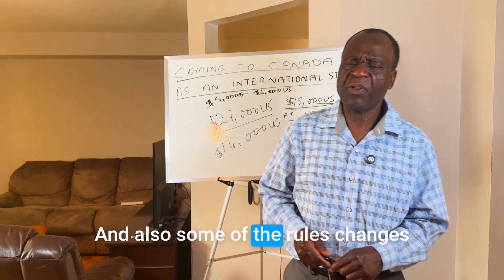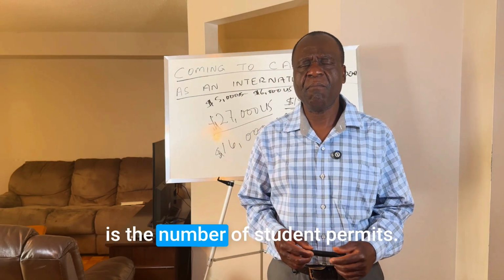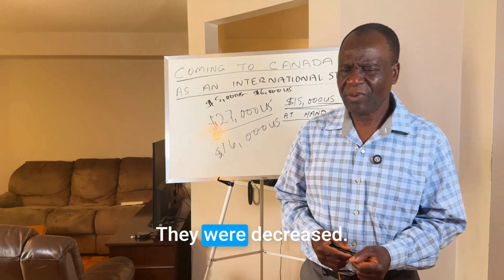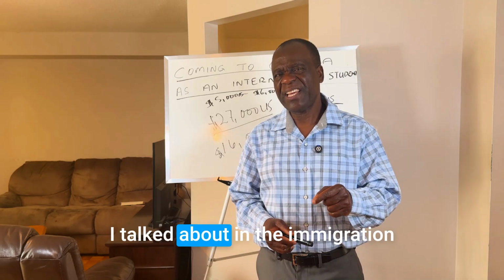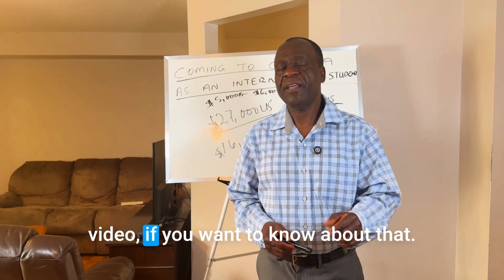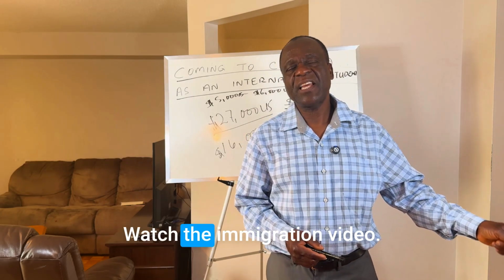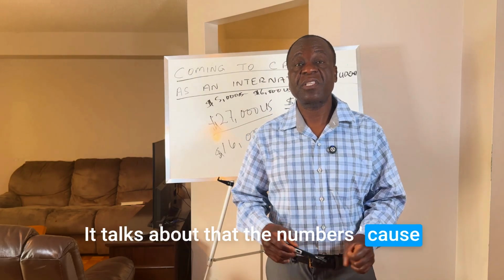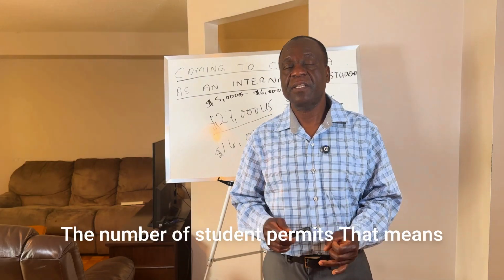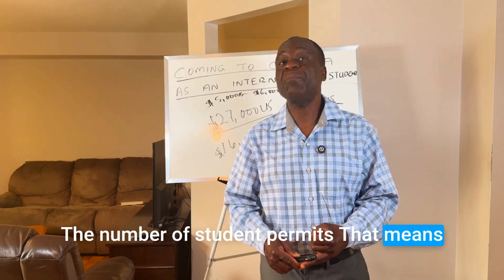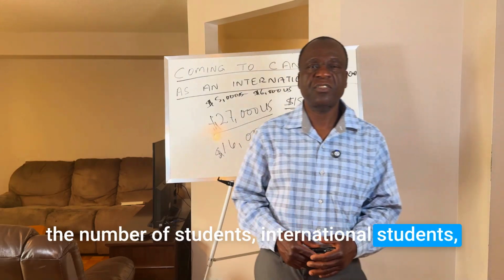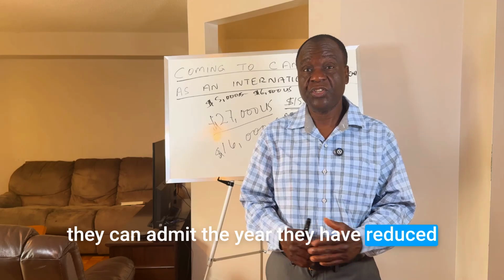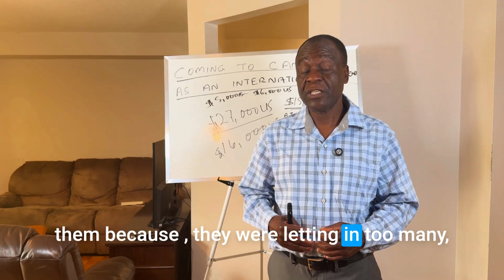And also one of the rule changes is the number of study permits. They were decreased. I talked about that in the immigration video. If you want to know about that, watch the immigration video. It talks about the numbers. They reduced the number of immigrants and the number of study permits. That means the number of international students they can admit per year. They have reduced them because they were letting in too many.